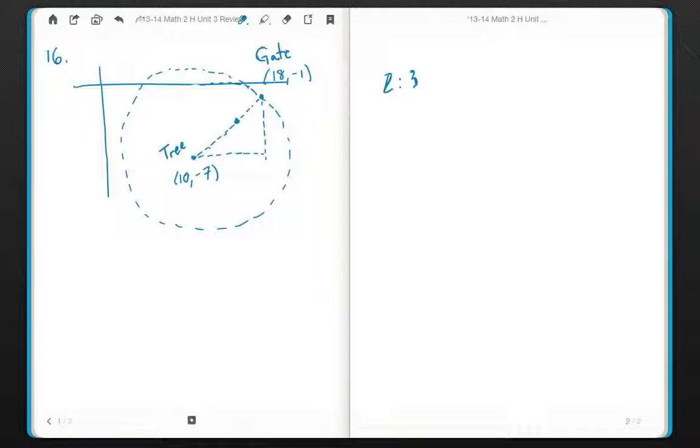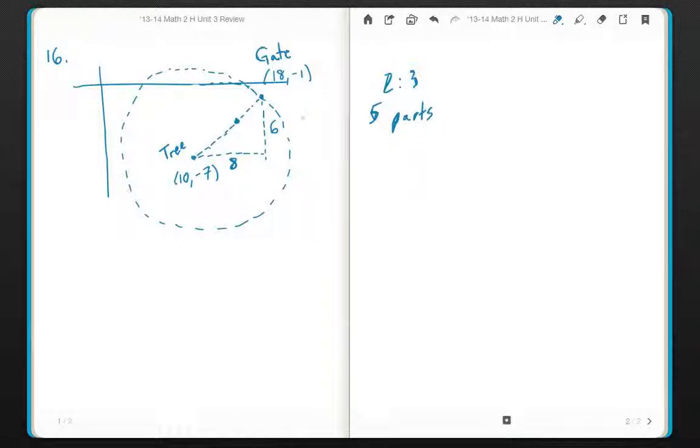So if we look at the width, we're going from an x value of 10 to 18. That means the width of this triangle is 8. If I look at the height, it's from -1 to -7. That is a height of 6. Now, if we look at this ratio, 2:3, that is a total of 2 parts and 3 parts, which is 5 parts, not 6 parts. 5 parts.